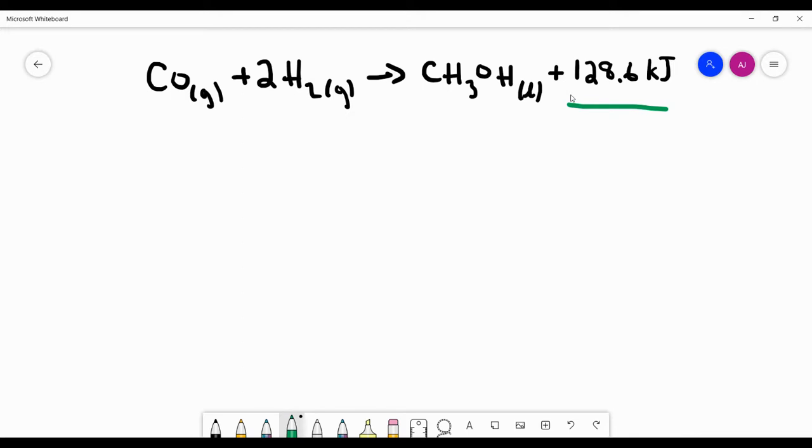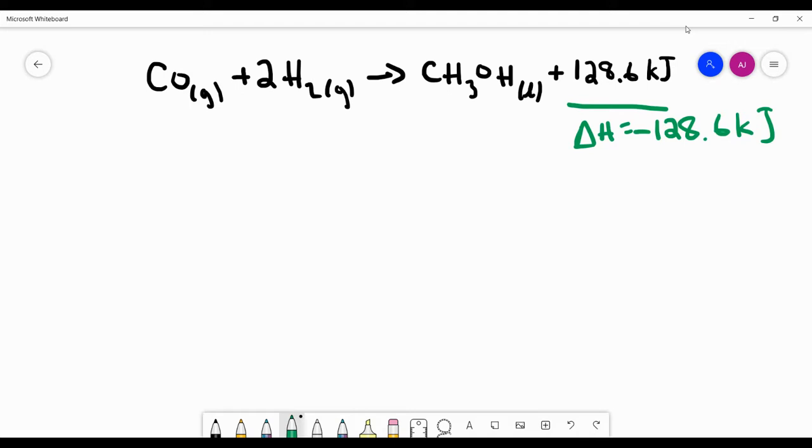Okay, so the heat term can be written as a delta H. In this case, the delta H would be negative 128.6 kilojoules. But you can also write the heat term within the equation, and then you just think of it as a reactant or a product.